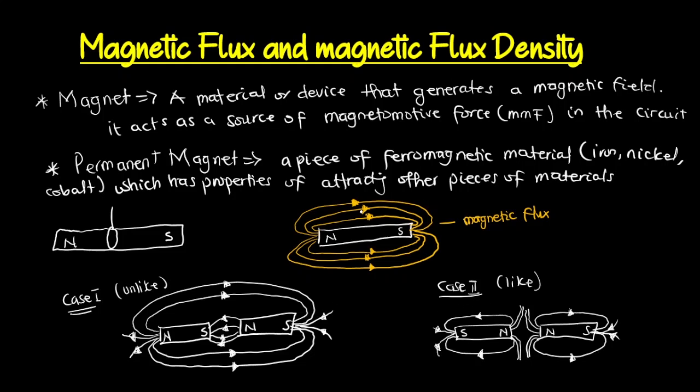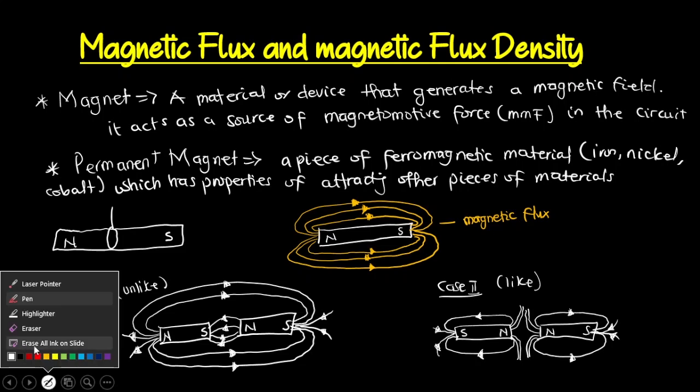All right, now let's look at some definitions of some terms in magnetic flux and magnetic flux density. So when we talk about magnetic flux, this is the amount of magnetic field or the lines of force produced by a magnetic source. Okay, so we are saying that the magnetic flux is the amount of magnetic field produced by a magnetic source, or the number of lines of magnetic force produced by a magnet.